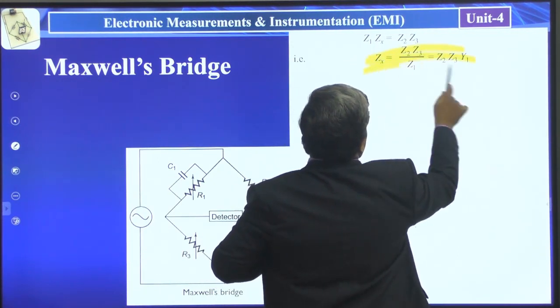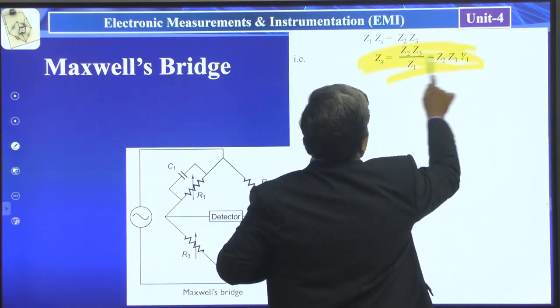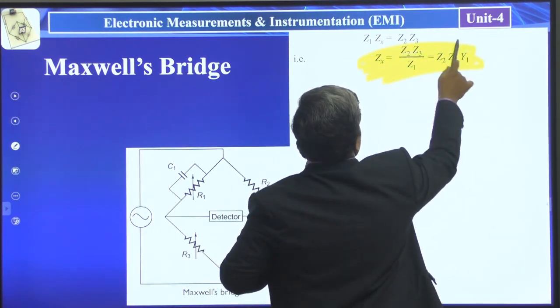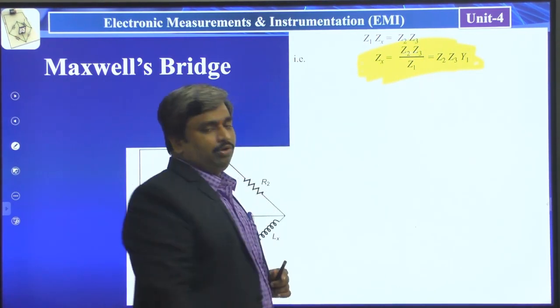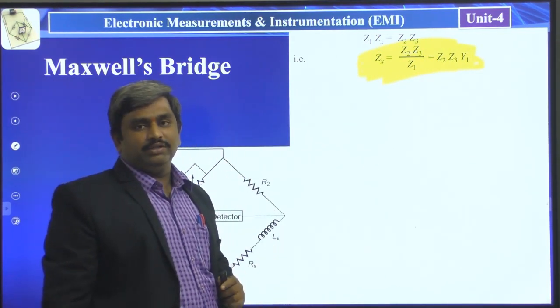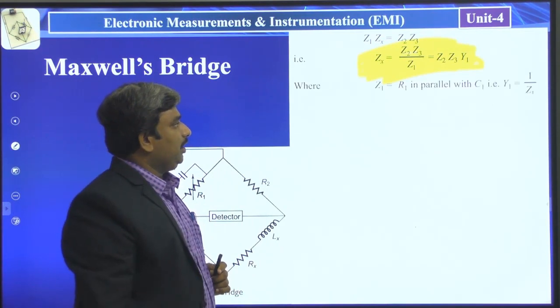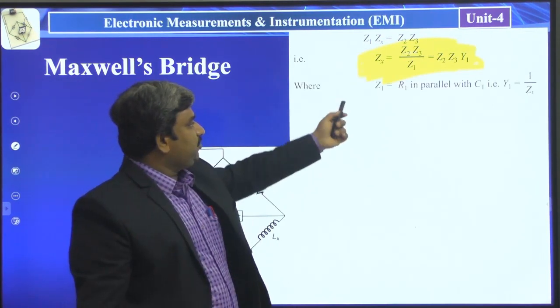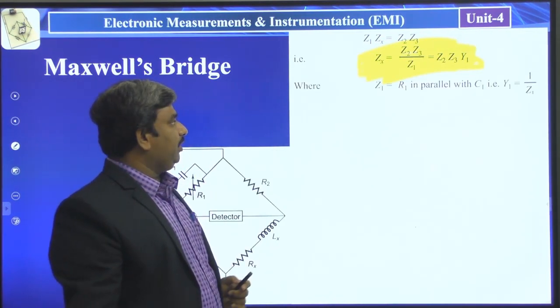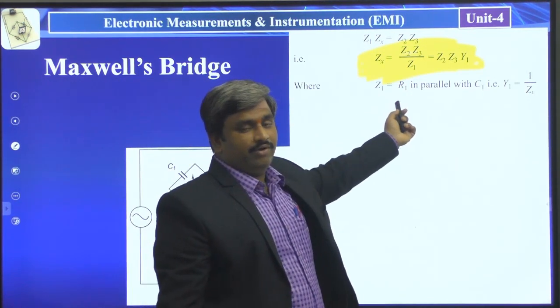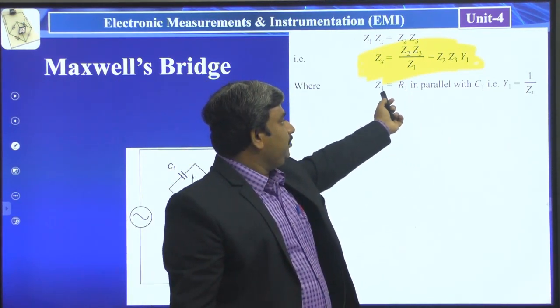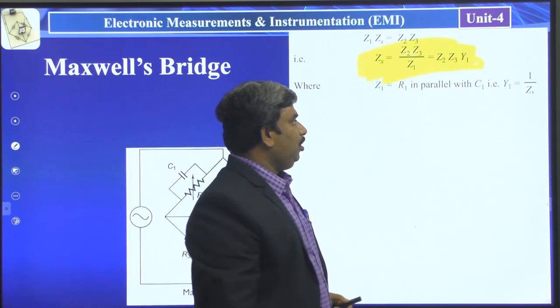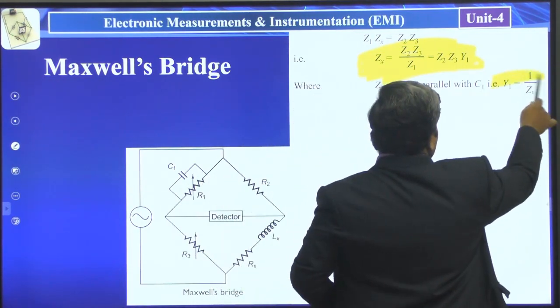So this is the condition that we have written in the previous slide: Zx is equal to Z2 Z3 Y1. So this is the condition, and here we have to remember. Next, where Z1 is equal to R1 in parallel with C1, then we can write Y1 is equal to 1 by Z1. That is very important.